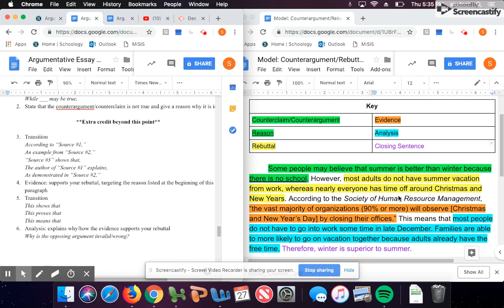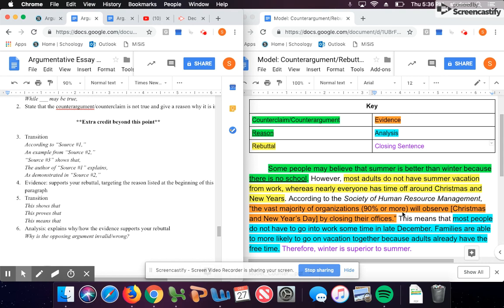Then you're going to give evidence, a little more detail about saying everyone has time off, right? According to the Society of Human Resource Management, the vast majority of organizations, 90% or more, will observe Christmas and New Year's Day by closing their offices. So 90%, got most people. And this means that most people do not have to go into work sometime in late December. Families are more likely to go on vacation together because adults already have the free time. Sorry, it looks like there's a typo there. But remember, this first sentence explains what does this mean.